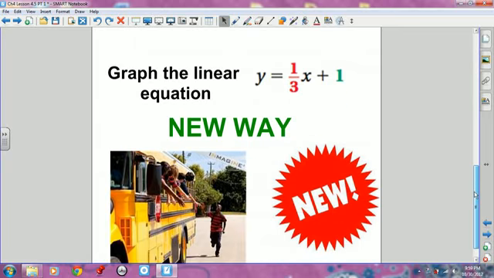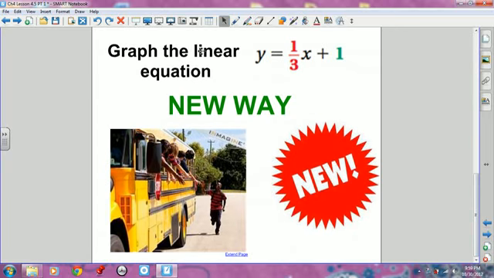Now, we are going to graph a linear equation today the new way. Ta-da! You see this little kid here? He missed his bus, and he's running to catch it. It'll make sense in just a minute.